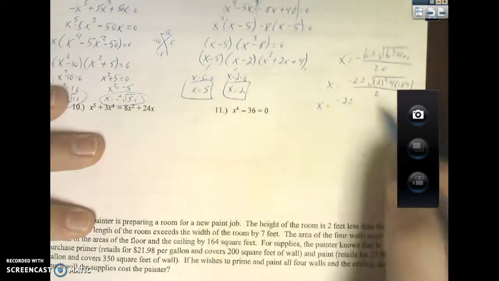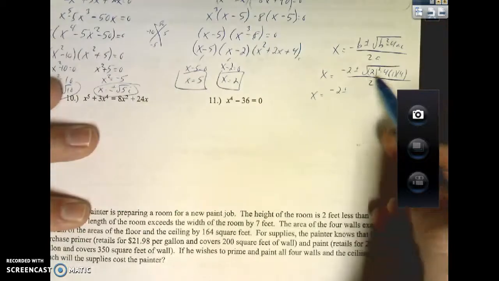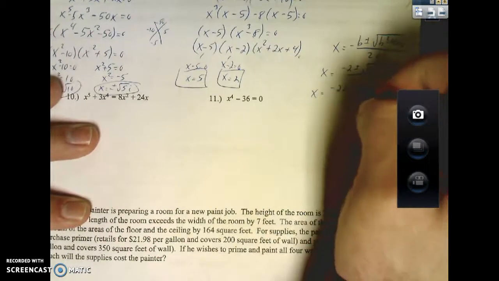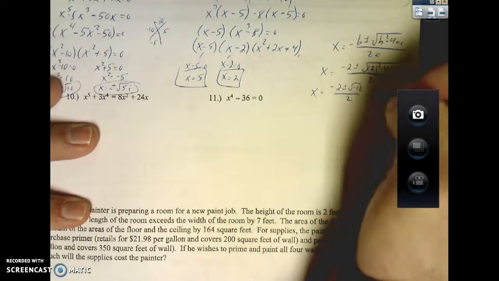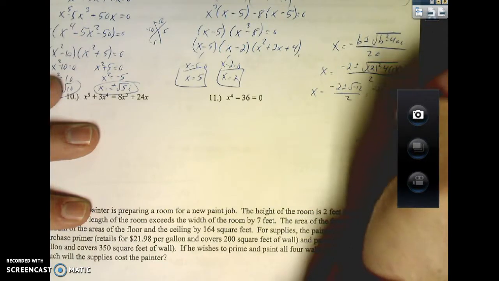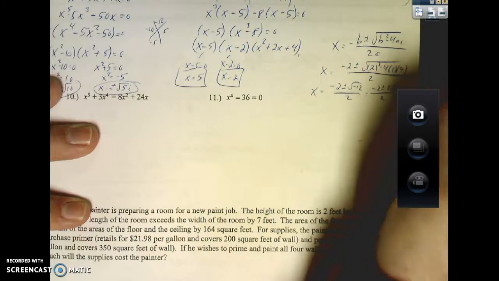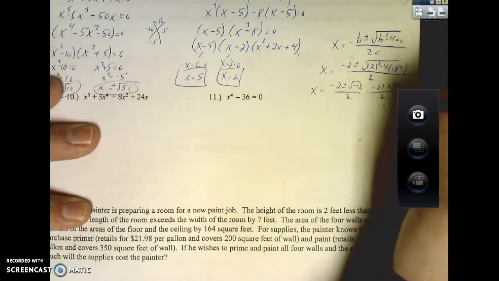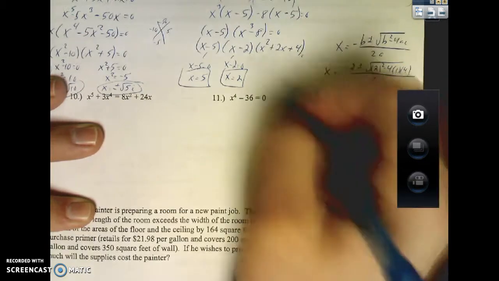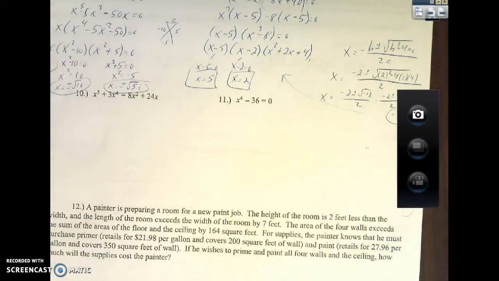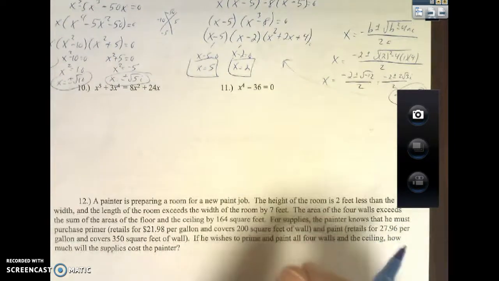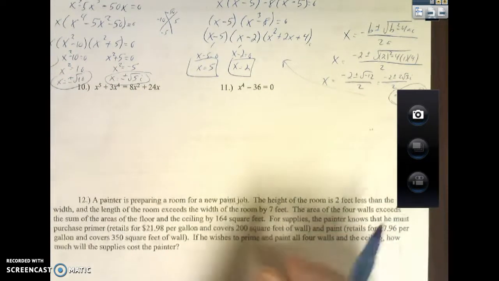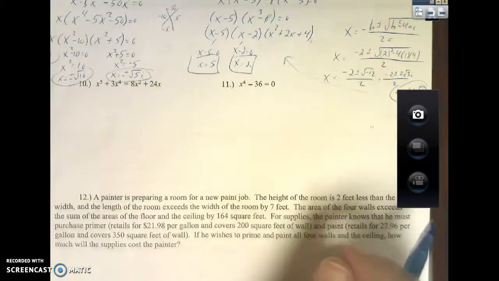Negative 2 plus or minus, 2 squared is 4, minus 16 is negative 12. Plus or minus, that becomes 2 root 3i over 2. And then everything's divisible by 2. Negative 1 plus or minus root 3i. Okay? So there's our answers. So we only use quadratic formula whenever you cannot factor it, which is a pain, I know, but it's not that bad. Again, that'll be on the board for you.